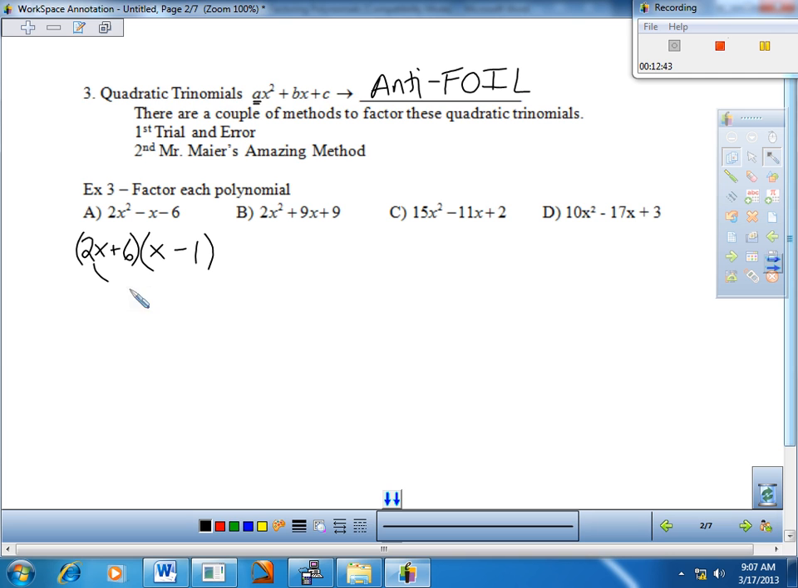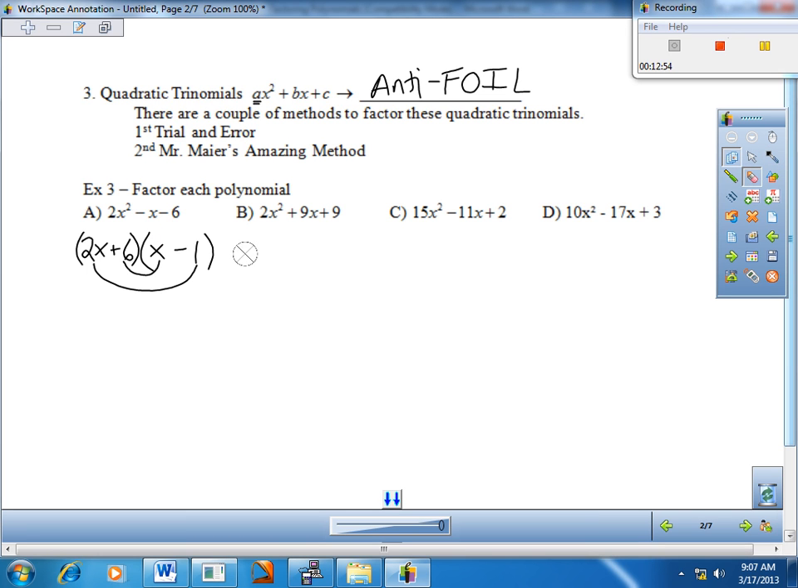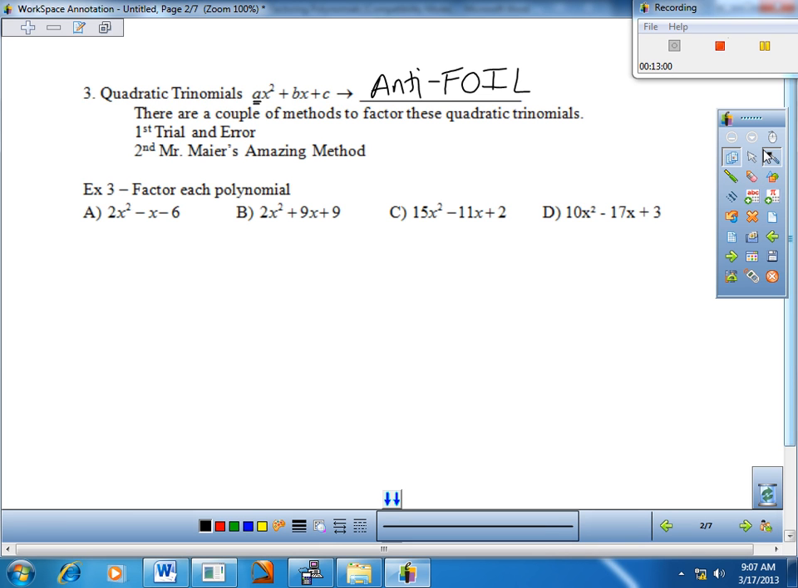So I kind of do a negative 2x and a positive 6x, and unfortunately that's not even close. So outside and inside don't combine to this. Unfortunately, that's my wrong combination. Even though the firsts and lasts work, the outside and inside did not combine to that middle.